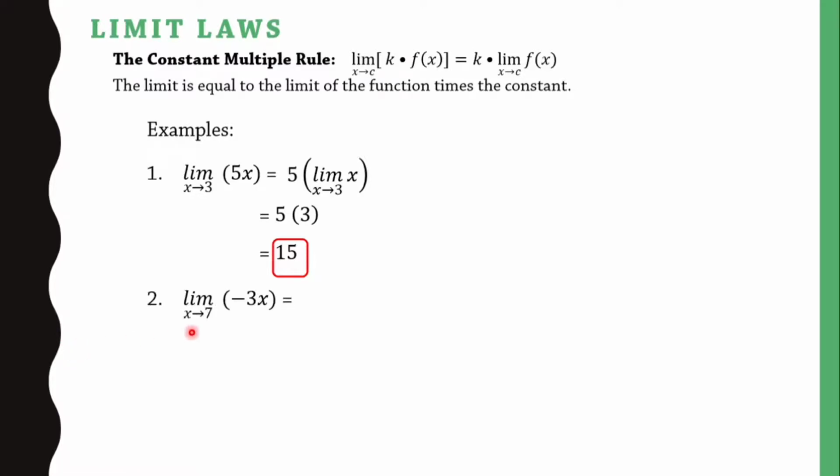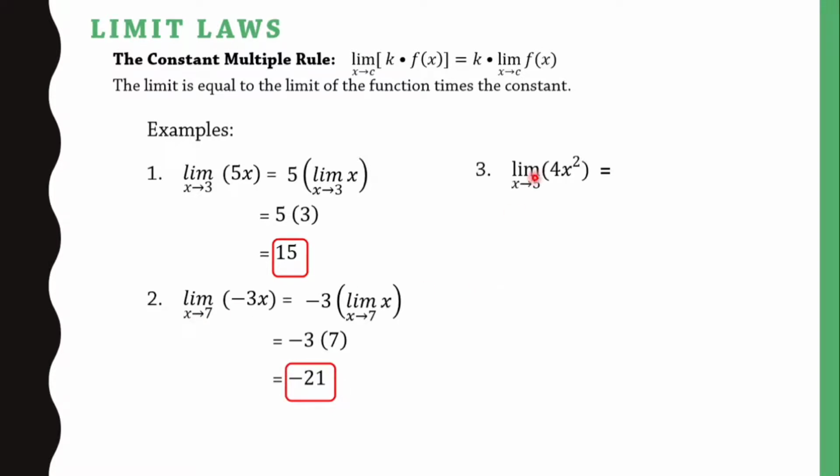Next, example number 2, we have the limit of negative 3x as x approaches 7. Again, our multiplier here is negative 3. So we take out our constant negative 3 and multiply it by the limit of x as x approaches 7. The limit of x as x approaches 7 is simply 7 using our identity rule. So that's negative 3 times 7, which is negative 21. So the limit of negative 3x as x approaches 7 is negative 21.